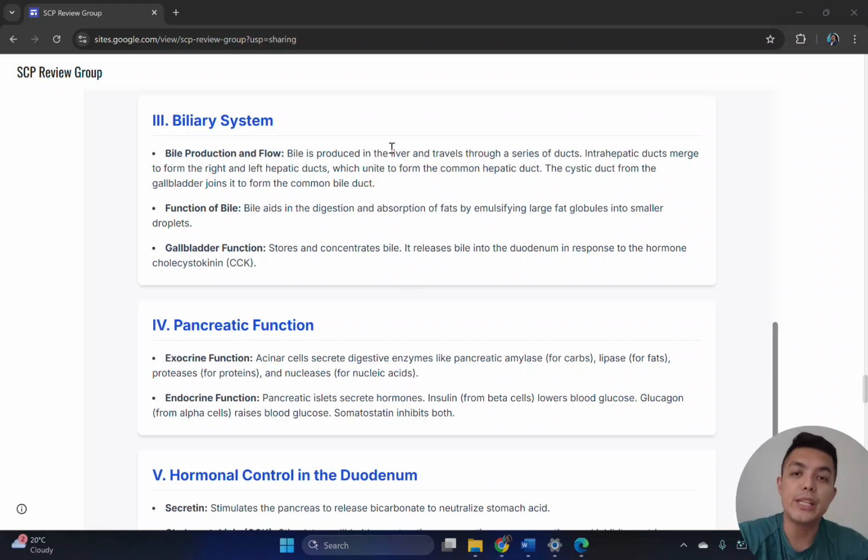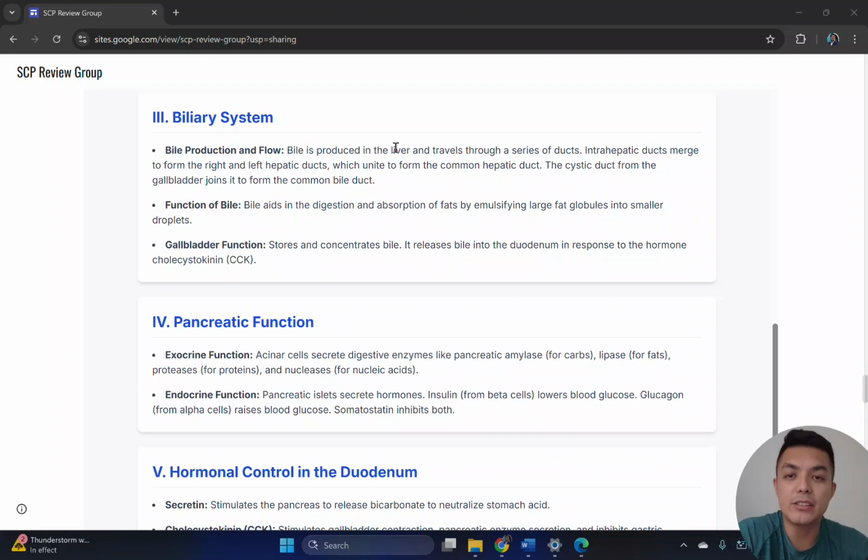So bile is produced in the liver and travels through a series of ducts. The intrahepatic ducts merge to form the right and left hepatic ducts, which unite to form the common hepatic duct. And the cystic duct from the gallbladder joins that duct to form the common bile duct.